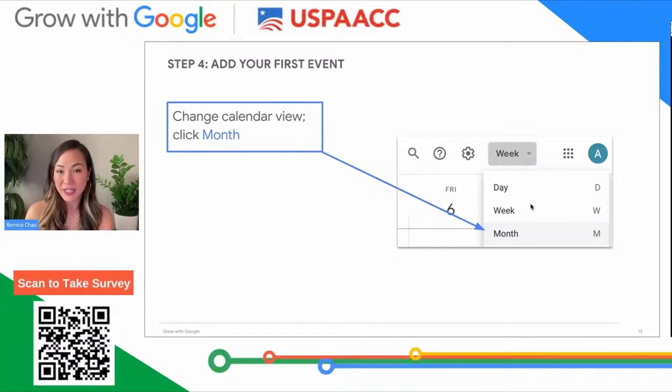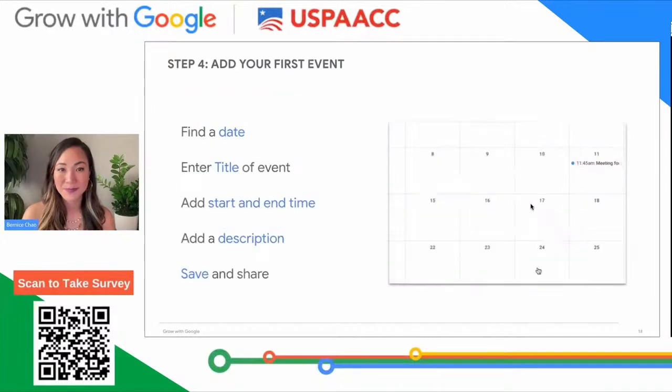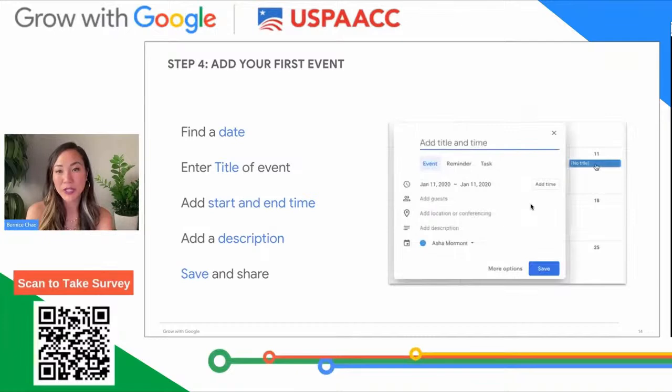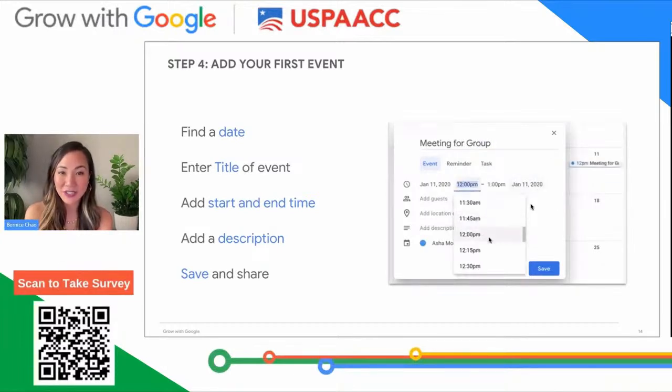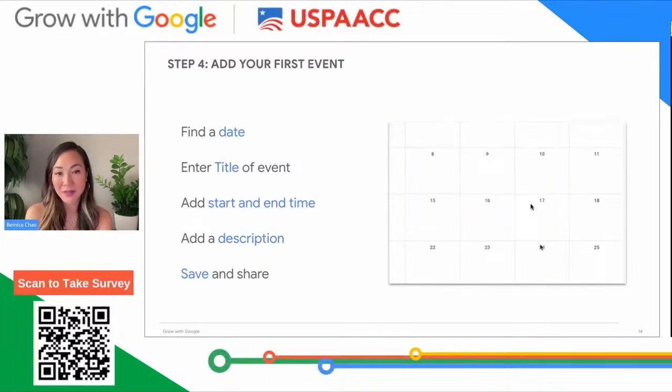Now you will add our event. View your calendar by month to make it easy to find a date for your event. Select a date in the calendar and a window appears where you can add details for an event. Enter the title of the event, select a title that's short but explains the purpose, then edit the event to add additional details. Here you can change the date and duration of the event and add a location description or attachments. Click Add Time and specify the start and end time of the event.